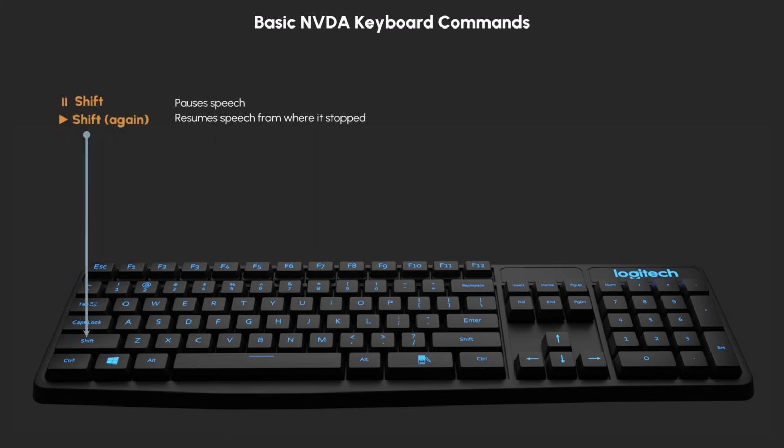This command is especially helpful when you need to quickly silence NVDA without waiting for it to finish reading. If you need to pause or resume NVDA's speech output, you can use the Shift key. Pressing Shift once will pause the speech, and pressing it again will resume reading from where it stopped. This can be especially useful when you need a moment to process the information being read aloud.